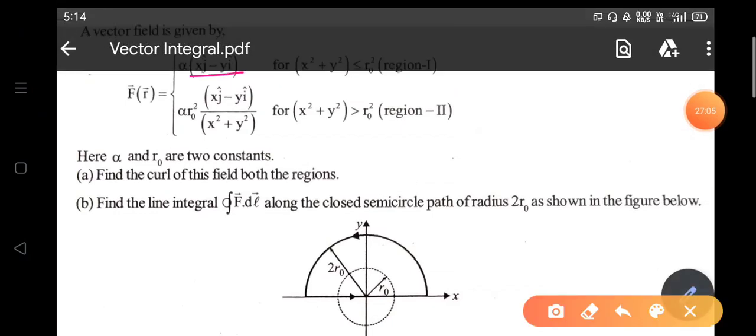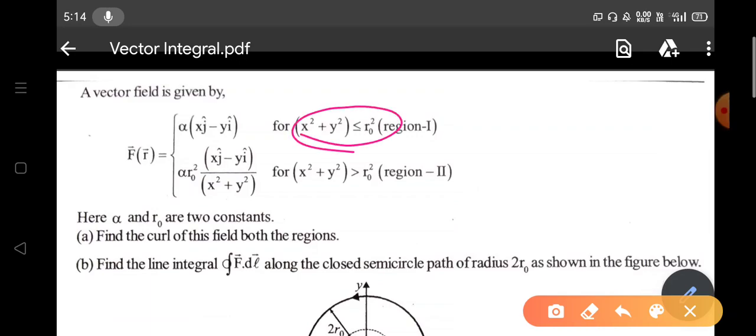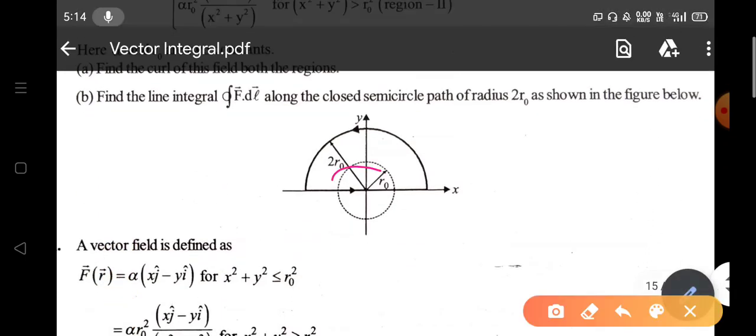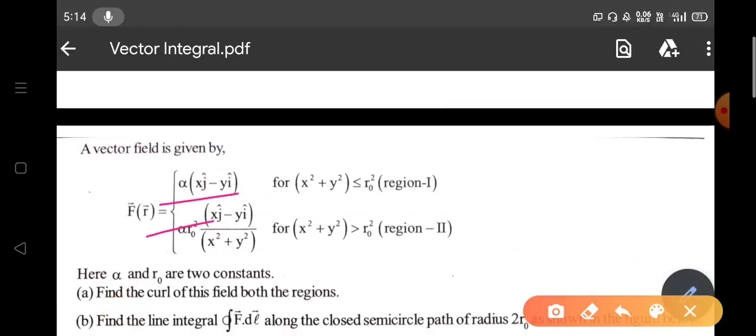Alpha x j cap minus y i cap for x square plus y square less than or equal to r naught square, that is region 1, and alpha r naught square times x j cap minus y i cap divided by x square plus y square for x square plus y square greater than r naught square. So there are two regions, one with r naught, another with 2 r naught, and you have to understand here that for the two regions there are different fields.